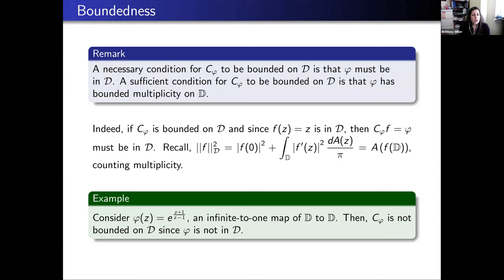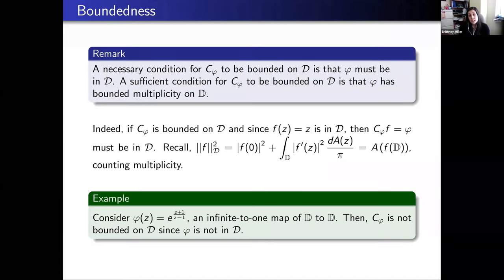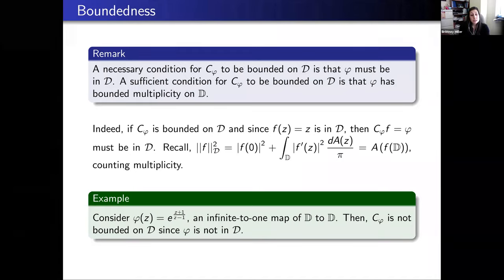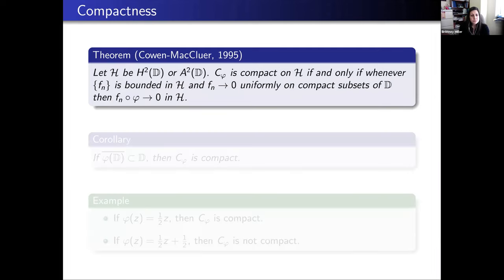Okay, I'm gonna take a slight detour before talking about compactness, which again is another natural question to ask about our operators: when they're compact. So one of probably the main theorems in Cowen and McClure's book is on what they call the model for iteration.